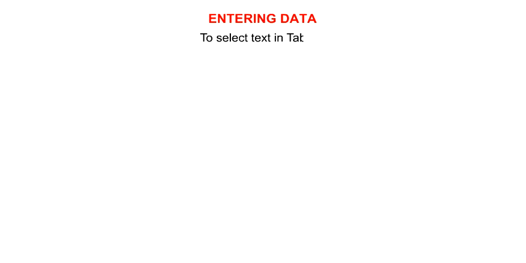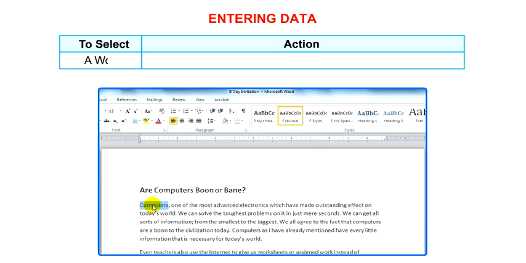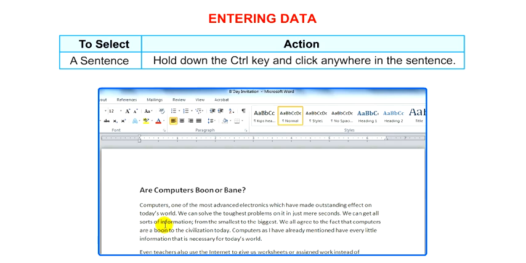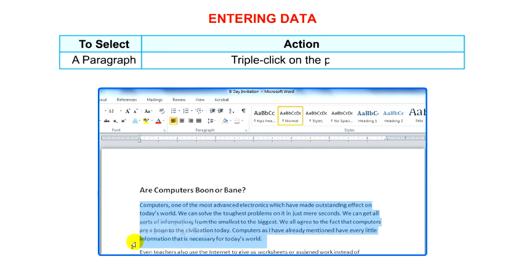To select text in tables. To select a word, double-click on the word. A sentence, hold down the Control key and click anywhere in the sentence. A block of text, drag the mouse over the text. A paragraph, triple-click on the paragraph.